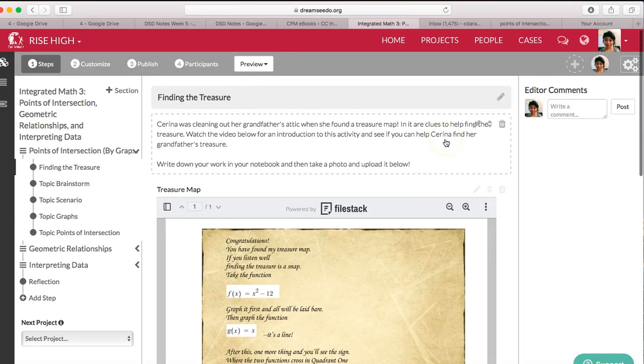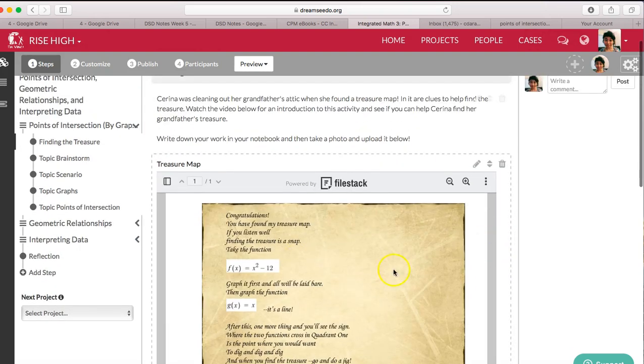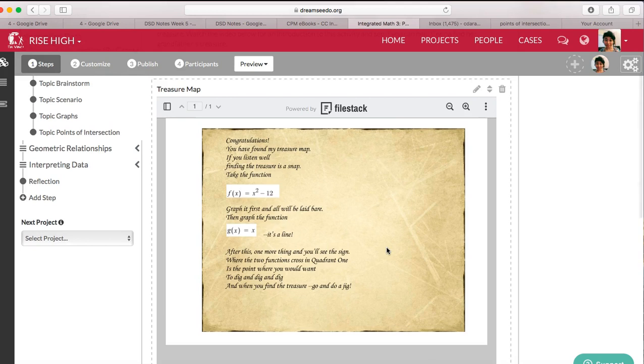Okay, so this challenge begins with a little activity. I was cleaning my grandfather's attic when I found a treasure map. The treasure map has clues in it to help find the treasure, and I would like for you to try and find this treasure yourself.